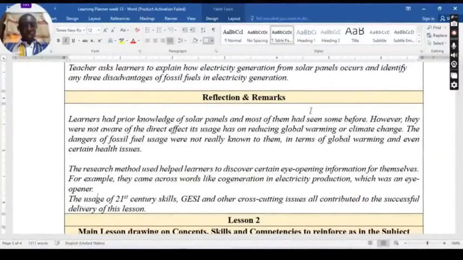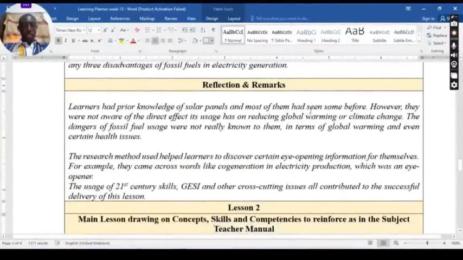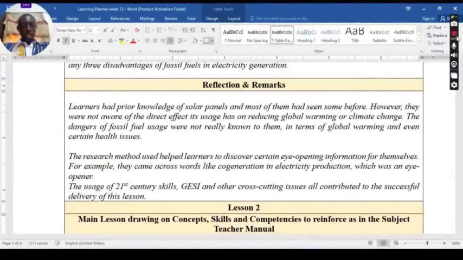The overall view: how did you see the lesson, before, during, and after, the good, the bad, and the ugly. You write it down, any incident or whatever. If there was no incident, then no problem. So that is reflection and remarks, and how to write it.